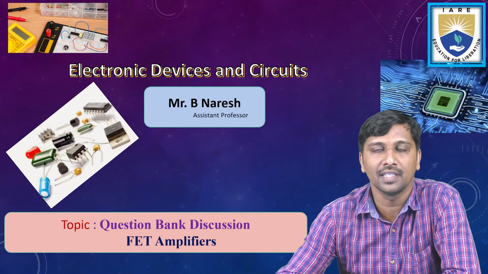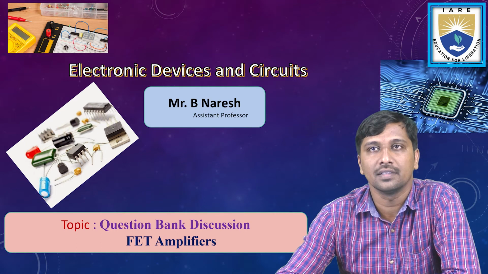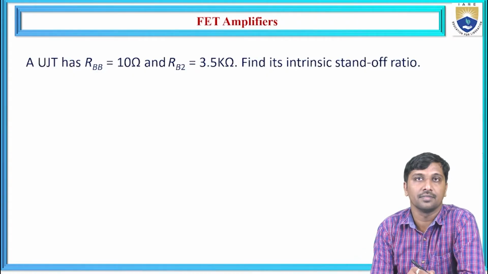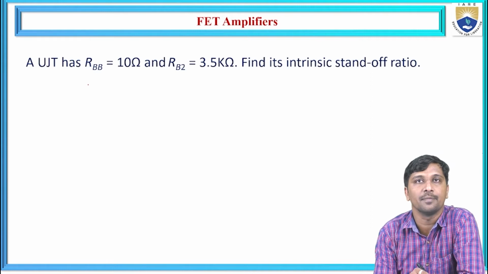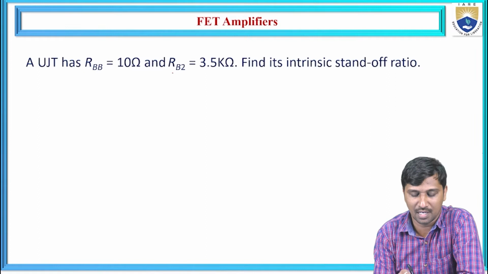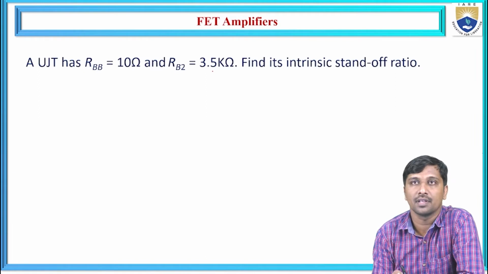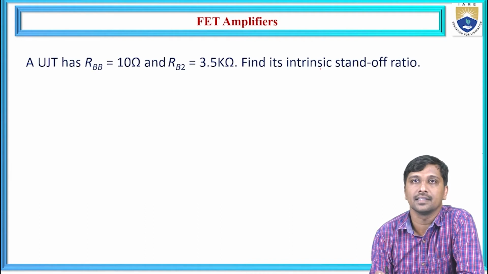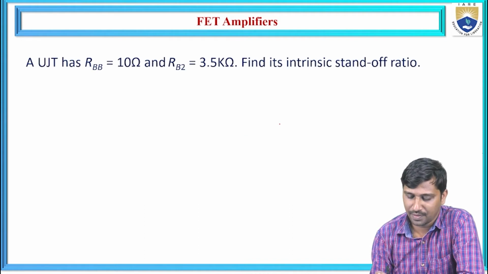That is module 5. So in this session, we are going to discuss how to write the questions from part A and part B. So let us consider the first question from part A. A UJT has RBB of 10 ohms and RB2 of 3.5 kilo ohms. Find its intrinsic standoff ratio.